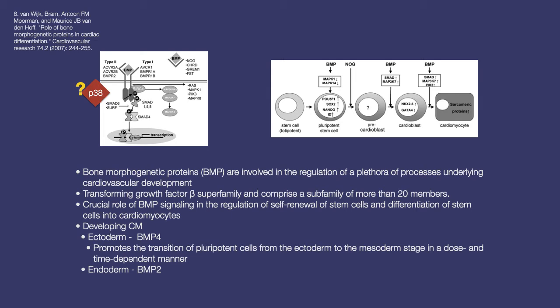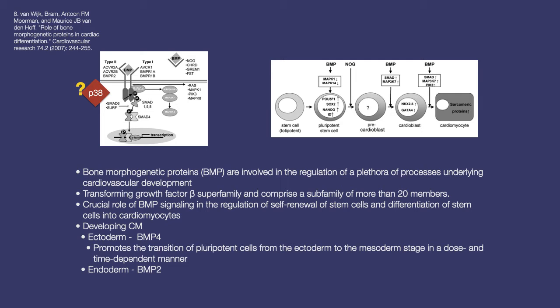In the developing cardiomyocyte, BMP4 is released from the ectoderm and promotes the transition of pluripotent cells to the mesoderm stage in a dose and time-dependent manner, while BMP2 is secreted from the endoderm. In the first figure, I've shown the signaling pathway for the BMP proteins. BMP4 and BMP2 are known to both have affinity for the type 2 receptor and then activate the type 1 receptor subsequently.